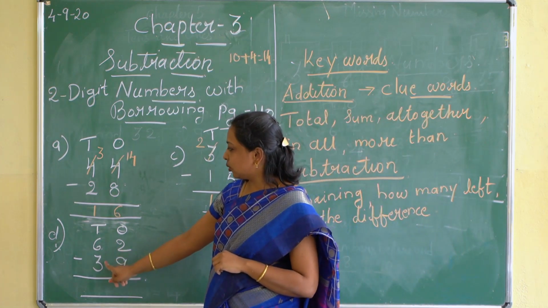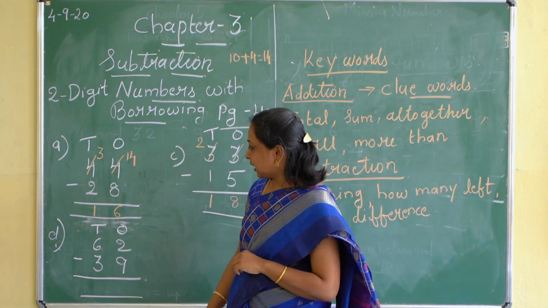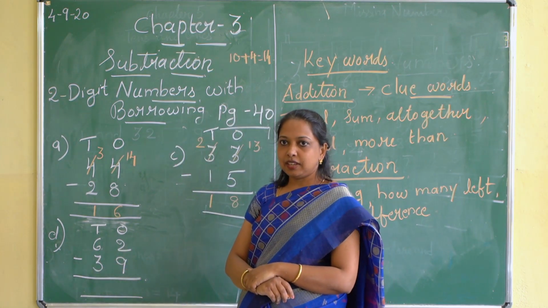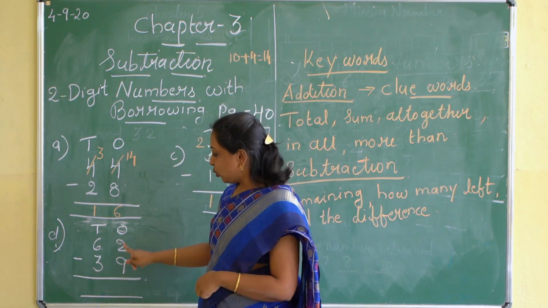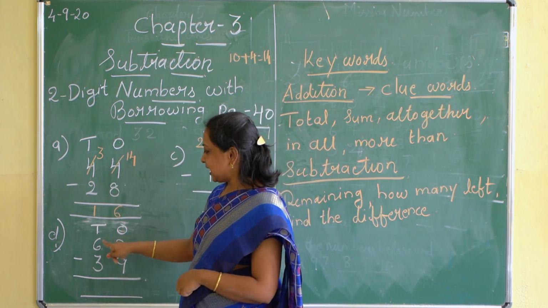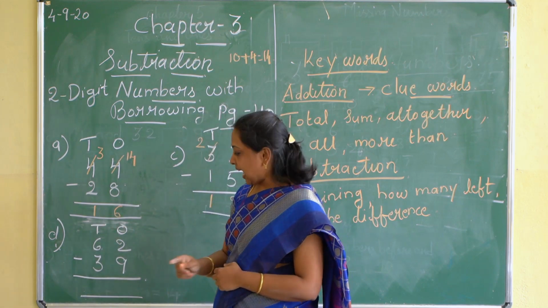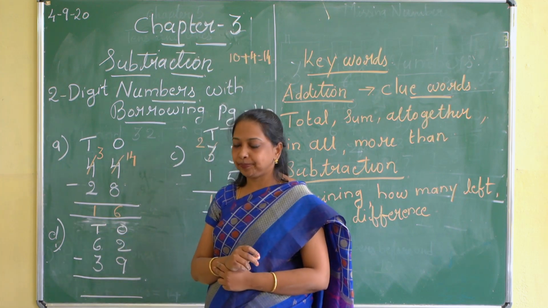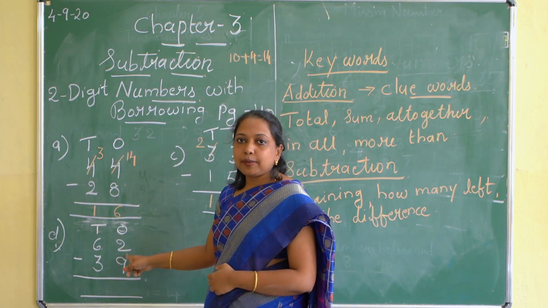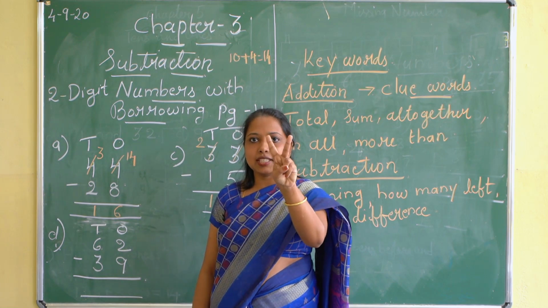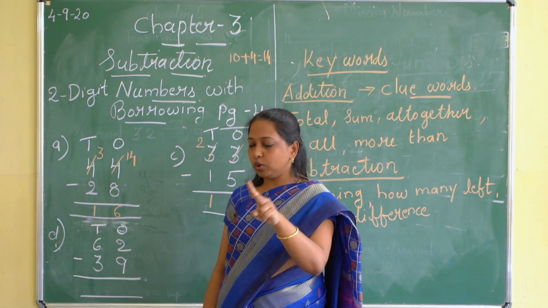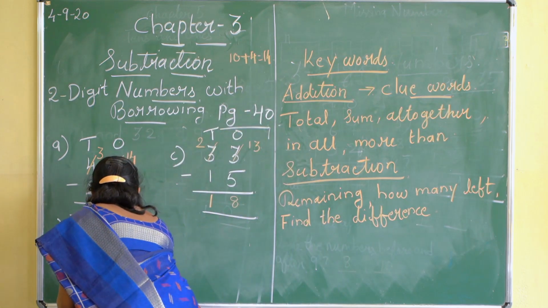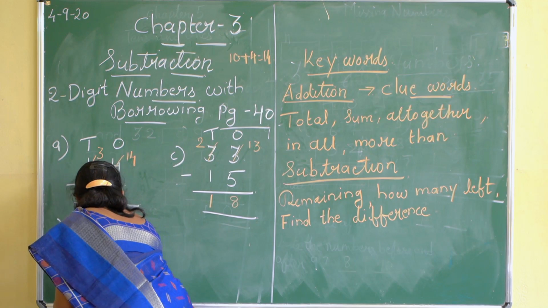Let's solve question D. 62 minus 39. In 62, you know, 2 is in the ones place and 6 is in the tens place. And in 39, 9 is in the ones place and 3 is in the tens place. Now we can start from the ones place. 2 minus 9. Is it possible? No. So this 2 borrows 1 from 6. 2 becomes 12 and 6 becomes 5.